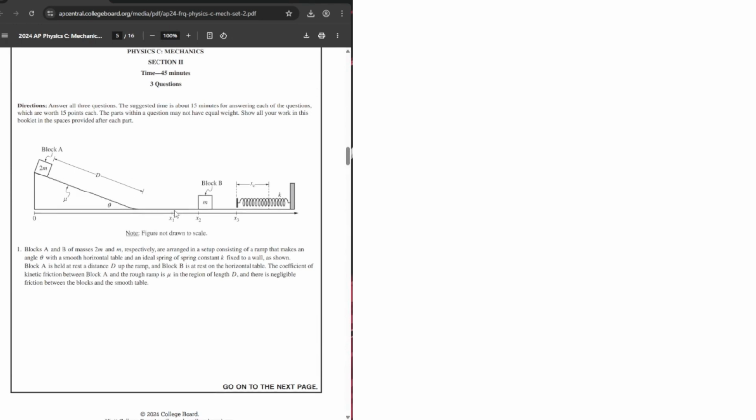At time t equals 0, block A is located at horizontal position x equals 0 and released from rest. Okay, so it's released from rest from here. And then after the block is released, the following occurs. At time t equals t1, block A has traveled a distance d down the ramp and has transitioned to the table and is moving with speed v at x equals x1. So it's gone from here basically to here. At time t equals t2, block A is at x equals x2 and collides and sticks to B. So they stick together.